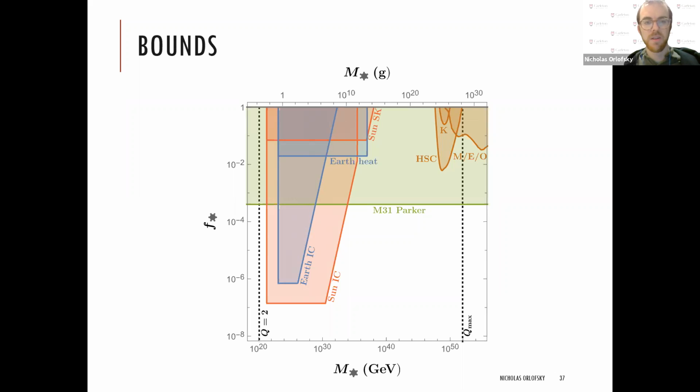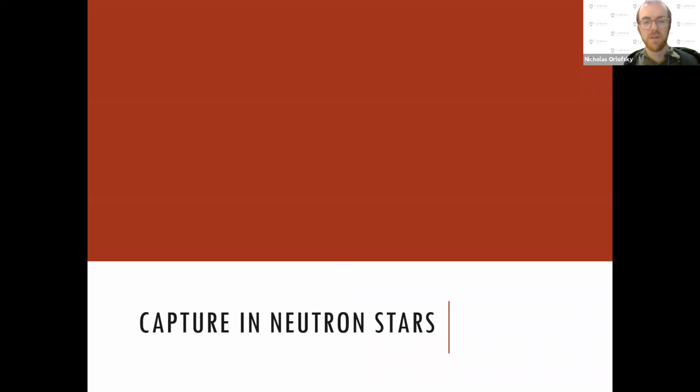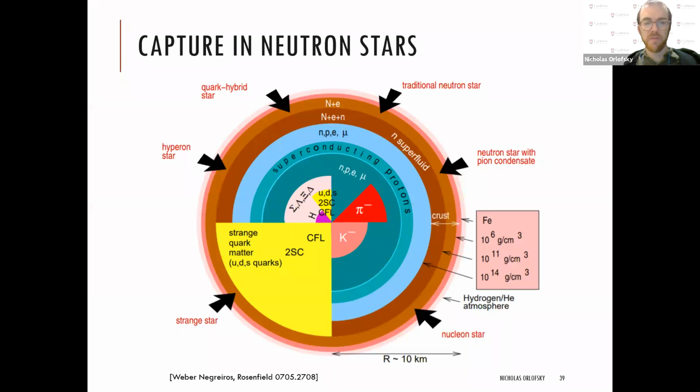And so now let me move on to constraints coming from neutron stars. Neutron stars turn out to be qualitatively very different from the sun in terms of what happens inside of their cores. The first zeroth order thing that I need to say is that we're going to be interested in what happens inside of the cores of neutron stars, because that's where the black holes are going to end up once they're captured.